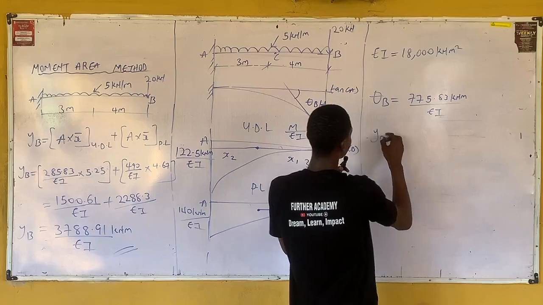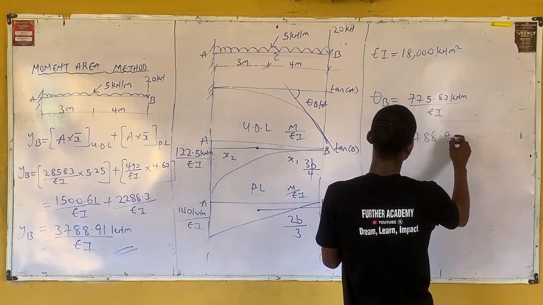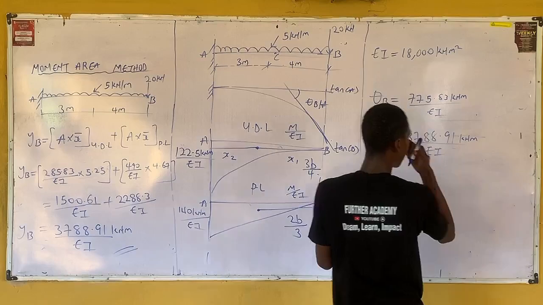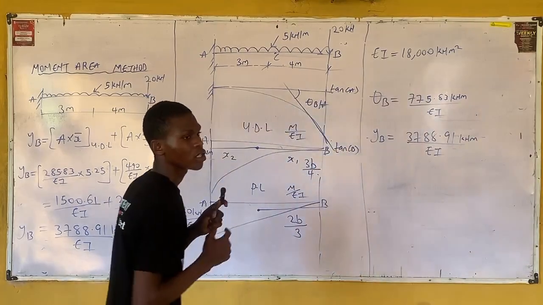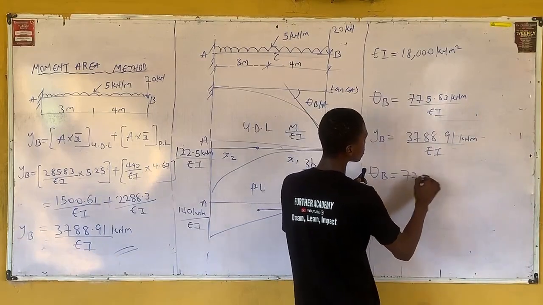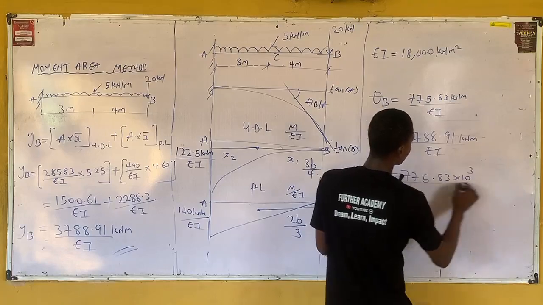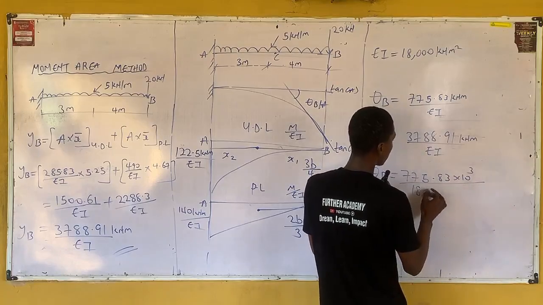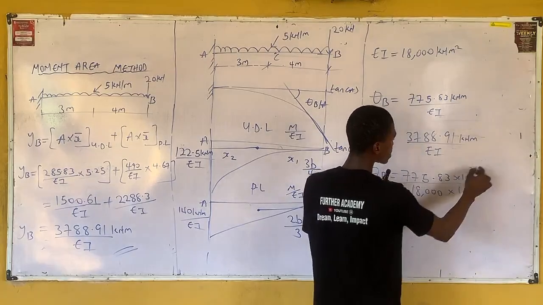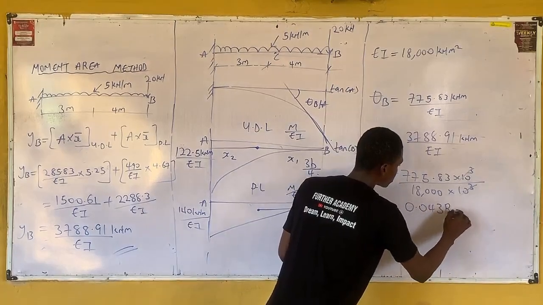What's the deflection at B? 3788.91 over EI. This is kilonewton meter. Now let's substitute the value of EI. Substituting the value of EI, slope at B becomes 775.83 times 10 raised to the power of 3, all divided by 18,000 times 10 raised to the power of 3. This cancels out. What's the answer? 0.043 radians.